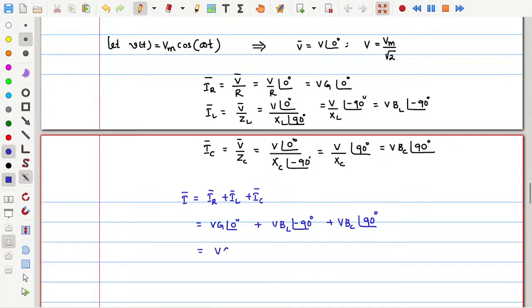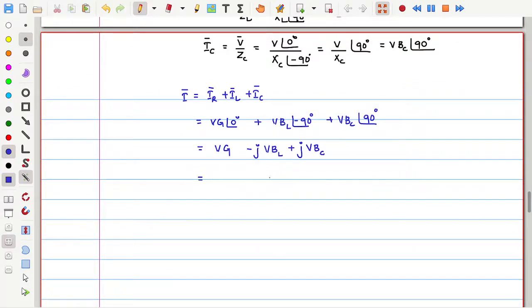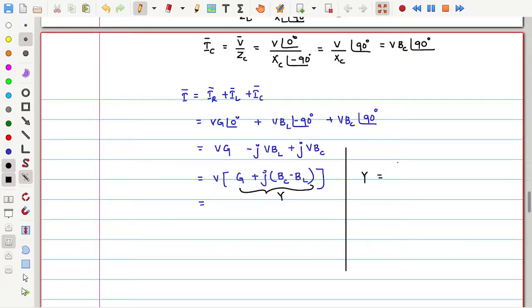And this can be written further as VG minus j VBL plus j VBC. And we can take the real part and imaginary part separately, and by taking voltage common, V into G plus j into (BC minus BL). So this entire thing can be treated as some admittance, which is equal to Y. So let me write beside this: Y is equal to G plus j (BC minus BL), and this can be written as mod Y at an angle of theta.